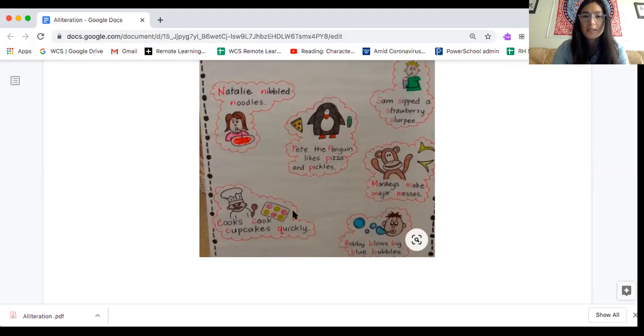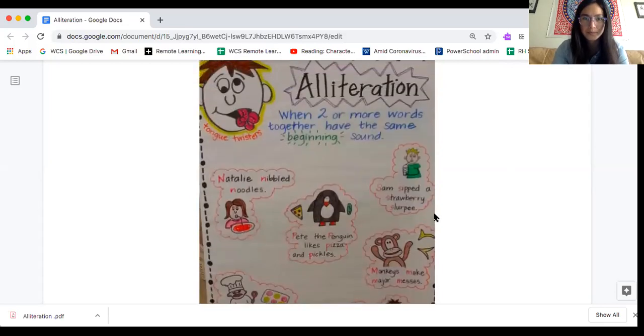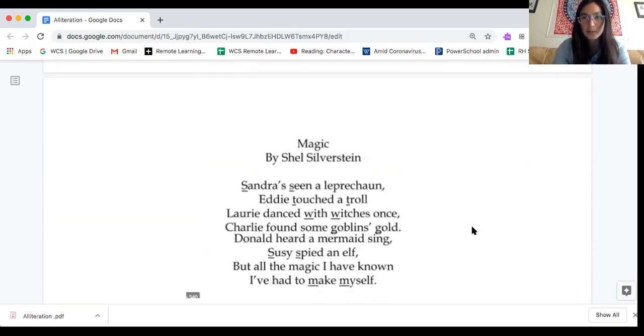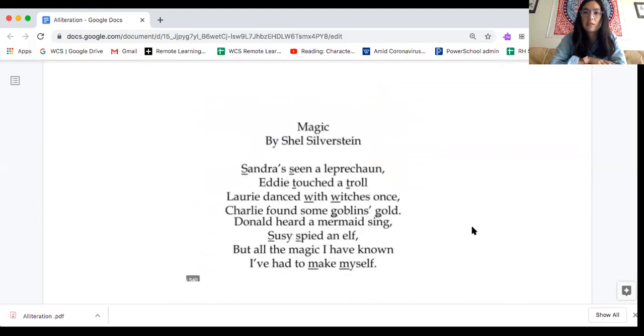And actually, there's a mistake in this example. Quickly technically starts with qua, so it's not exactly the same sound. But you get the point. So let's look at two poems today and look for some examples of alliteration.